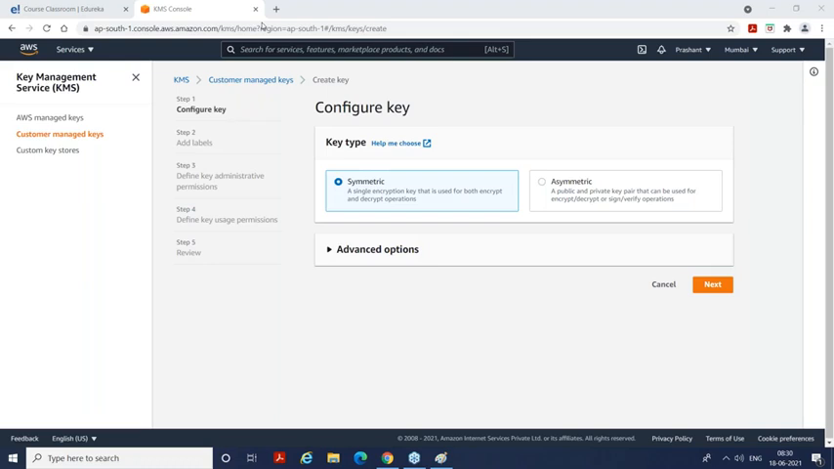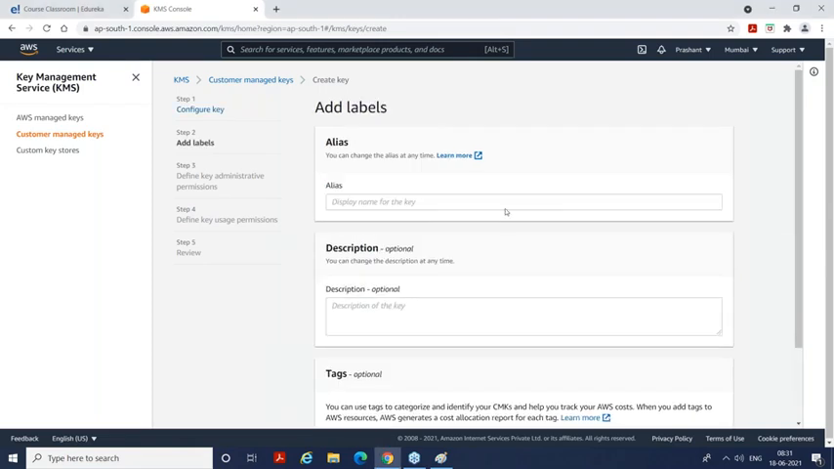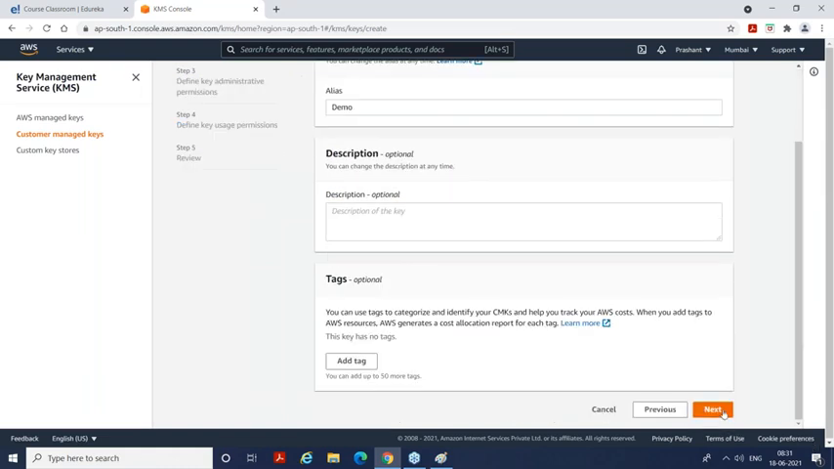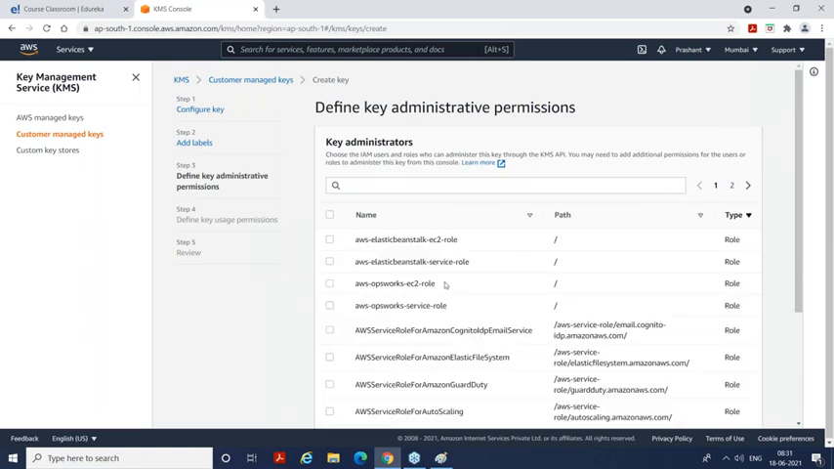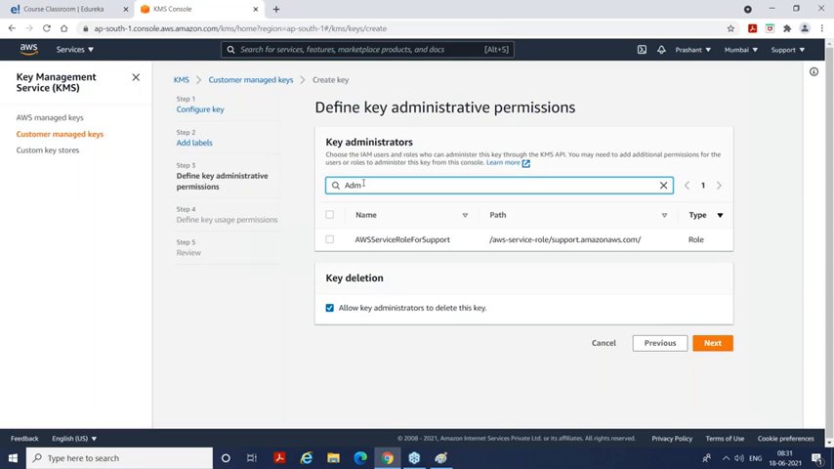So always remember, a symmetric key is when you use the same key, and an asymmetric key is when you use a different key pair, right? So you can generate whether you want a symmetric or an asymmetric key. You need to give a name to your key. Let's call it demo here. Okay, and you say next, right?